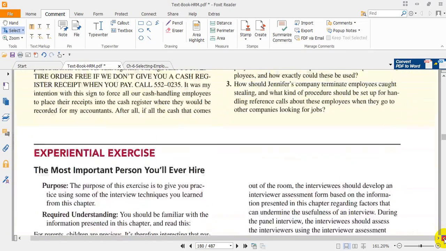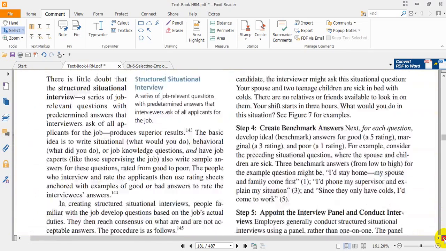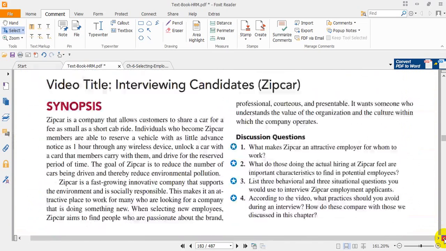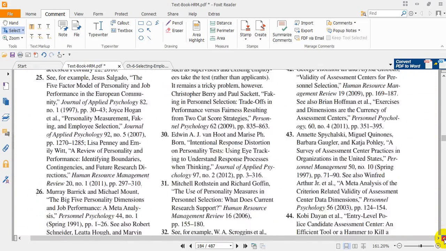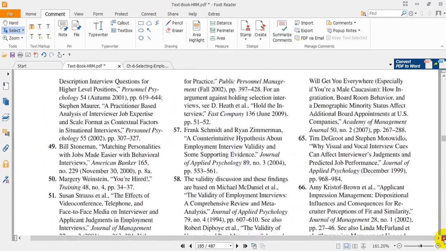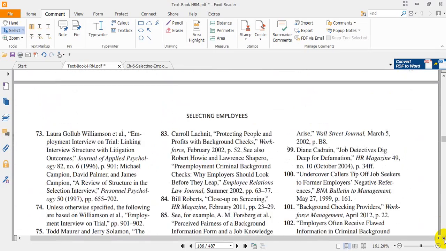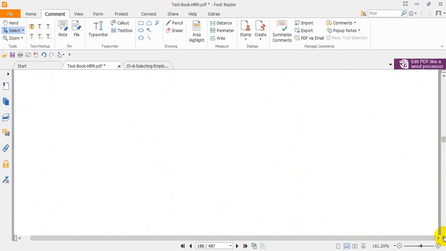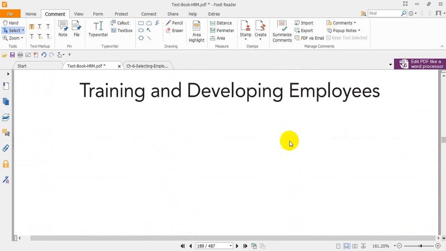And the next chapter will be training and developing employees. And I will explain about this chapter in the next part of today's lecture.